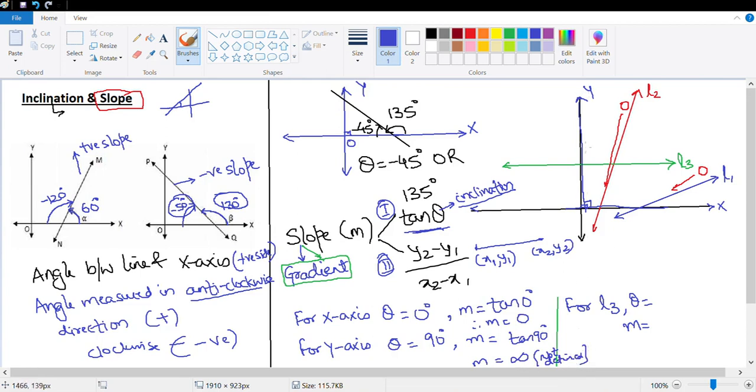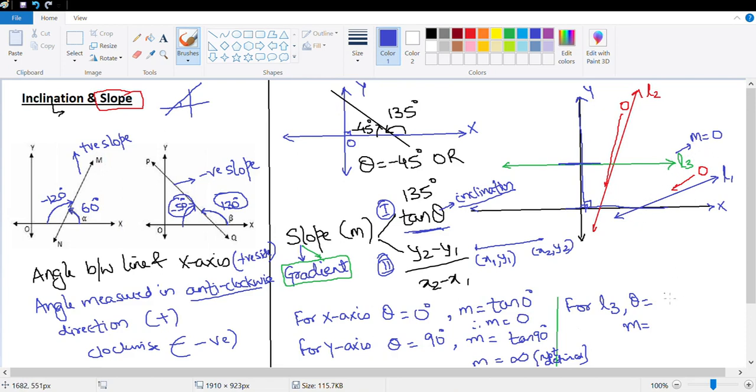So the slope of a line perpendicular to the x-axis is not defined, and the slope of a line which is parallel to the x-axis... So let's look at L3. This line is parallel to the x-axis. What slope or what angle does it make with the x-axis? Well, it doesn't intersect with the x-axis at all, so it makes an angle of 0 degrees with the x-axis, which means the slope of L3 will be equal to 0. Right? So any line which is parallel to the x-axis, the slope will be 0 because the inclination is 0.